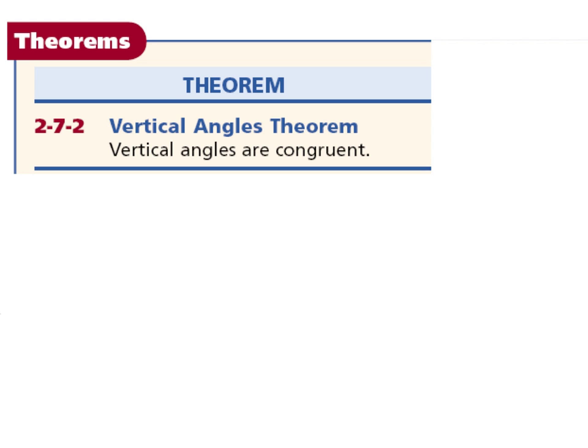Vertical angles: two lines that intersect. Vertical angles are across from each other. So if I knew this angle was 60 degrees, according to this theorem, this one is 60 degrees also. Vertical angles are congruent.